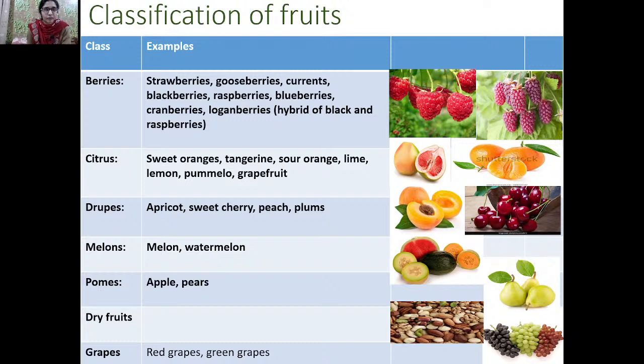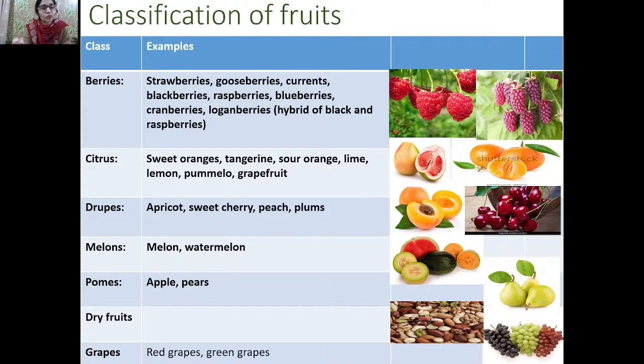So then we come to the classification of the fruits. Yes, the question comes from this particular portion. When we classify the fruits, this is the class which is showing the berries or the citrus fruits or the drupe fruit, melons, pomes, the dry fruits or the grapes. So when we have our regular classes, we'll be studying in detail what a berry is, what kind of fruits are categorized under citrus fruits, what are drupe fruit, what are pome fruit, what are dry fruits.